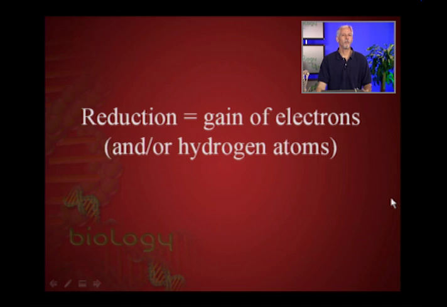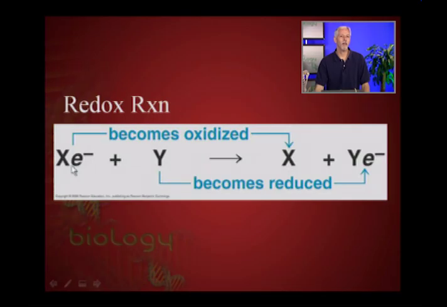Sometimes when I say something has been reduced, students ask, well, why did it get smaller? This has nothing to do with big or small. This has to do with gaining electrons. So if something is reduced, it gains electrons or hydrogen atoms. For example, if we have substance X that has an electron, it's going to give it up to substance Y. Substance X, when it gives away its electrons, is oxidized. Substance Y, when it picks up those electrons, becomes reduced. We normally look at oxidation and reduction occurring together, because if I'm giving away electrons to something else, I'm becoming oxidized and it is becoming reduced.